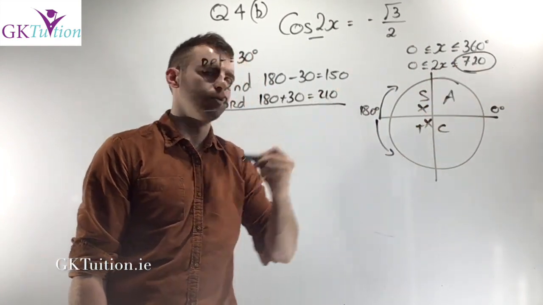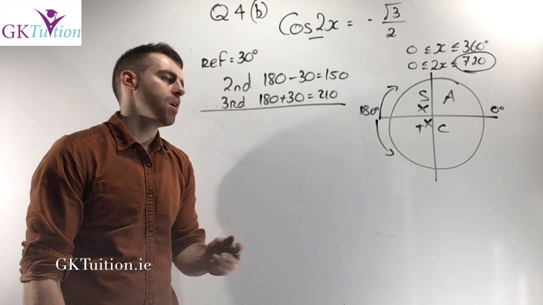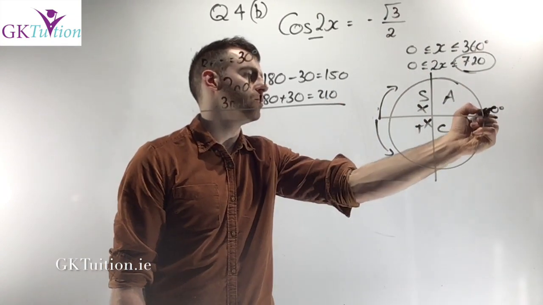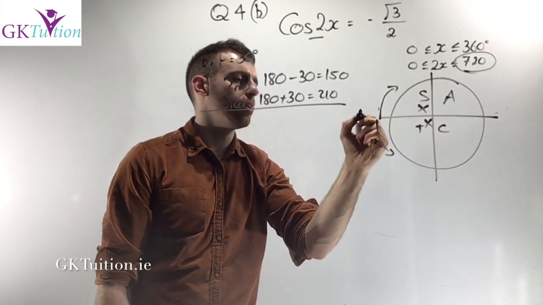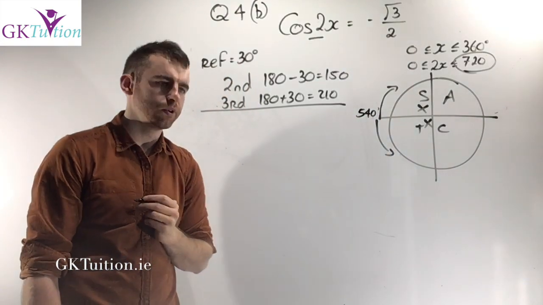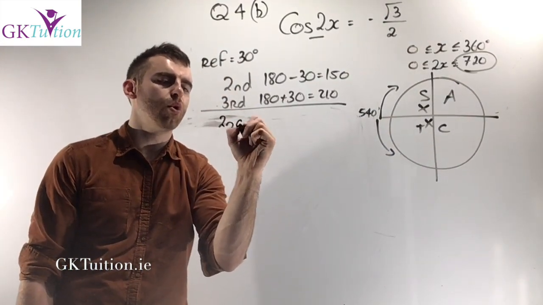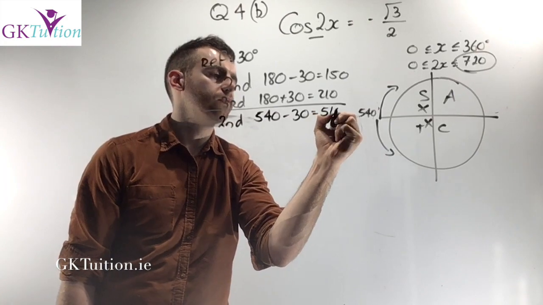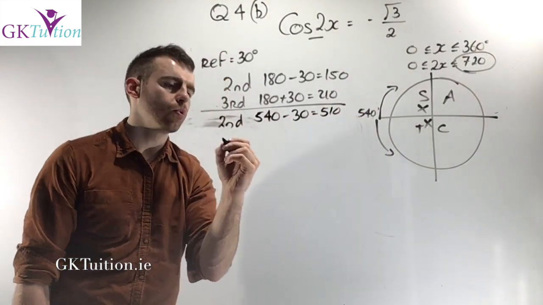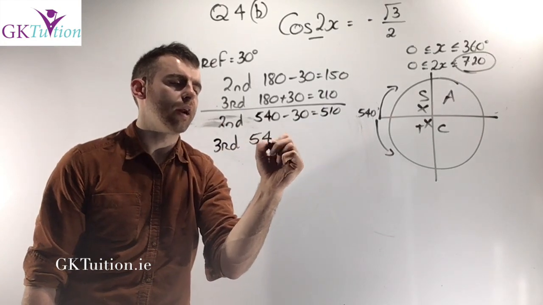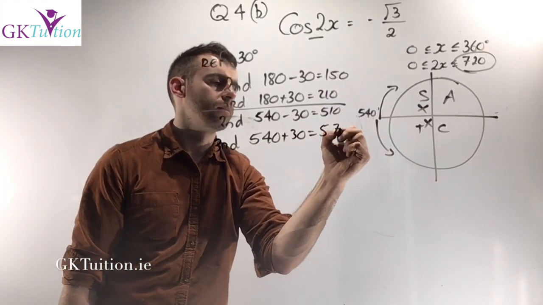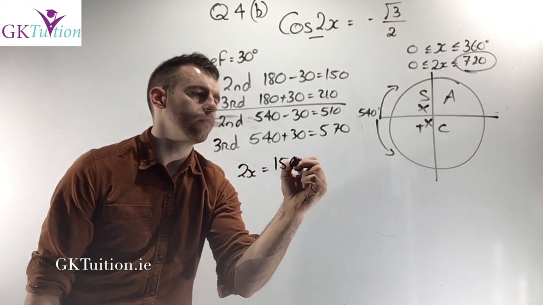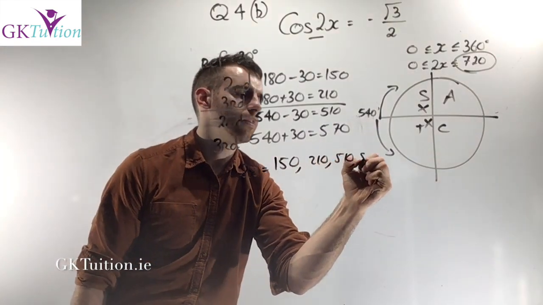But I need to do 2 full revolutions because I'm going as far as 720. So that means I'm no longer thinking about 180 degrees. I started at 0 and I did a full revolution and got to 360. And if you continued on, after 1.5 revolutions, you're at 540 degrees. This time, to get a value in the second quadrant, it's 540 minus your reference angle, which is 30 degrees, which gives you 510. To get a value in the third quadrant, it's 540 plus your reference angle, which gives you 570. Now, what we've worked out are our values for 2x. The values for 2x are 150, 210, 510 and 570.